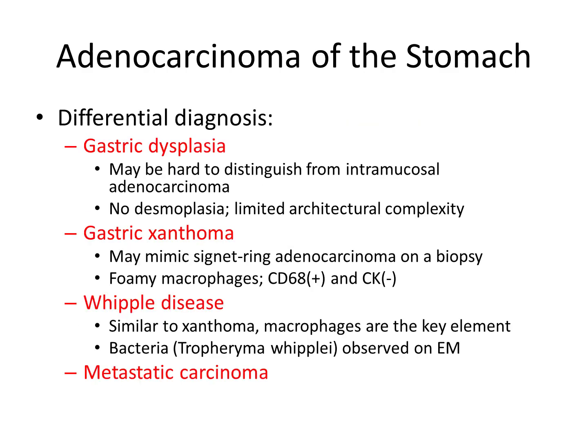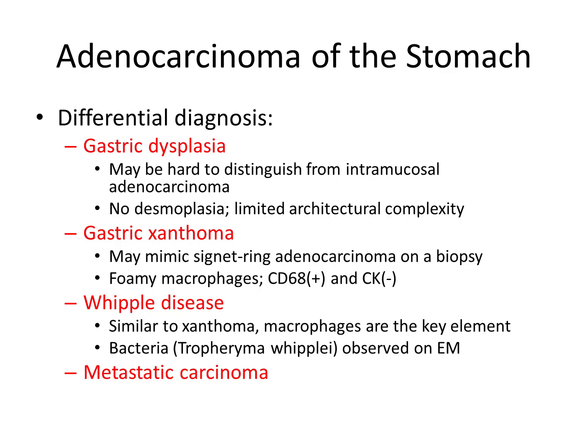The differential diagnosis includes gastric dysplasia, gastric xanthoma, Whipple disease, and metastatic carcinoma. High-grade gastric dysplasia may be hard to distinguish from intramucosal carcinoma. Importantly, in gastric dysplasia, there is no desmoplasia, and the architectural complexity is limited. Xanthomatous cells may mimic signet ring carcinoma on a biopsy. However, the foamy macrophages are confirmed with positive staining for CD68 and negative staining for keratins.